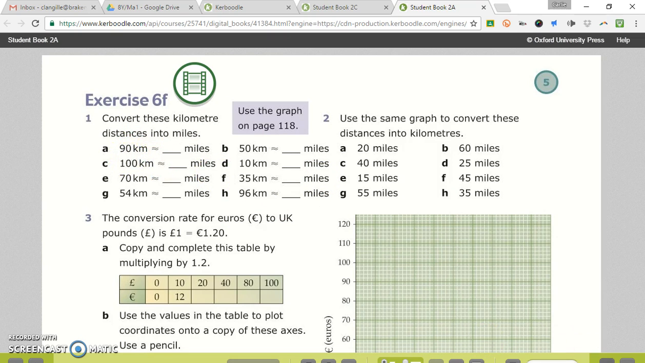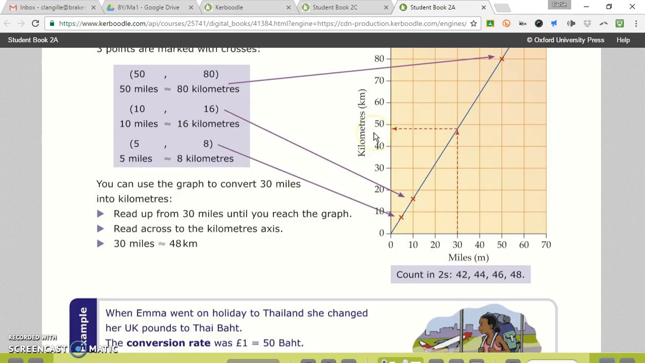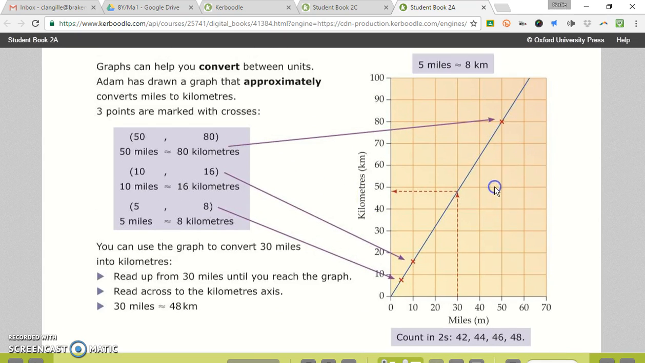So in this case, if we go back, we've got 90 kilometers. Again, I need to pay attention to which axis I'm on. In this case, I've got kilometers. So I want to go up to 90 kilometers, then I want to go over and down, and that's going to put me about halfway between 50 and 60, which puts me at about 55 miles.